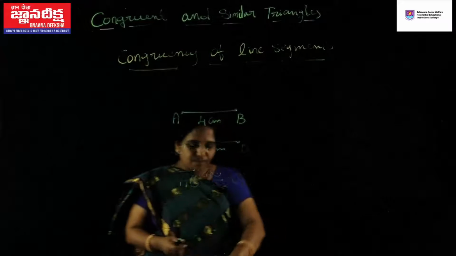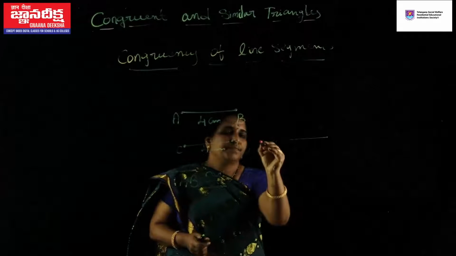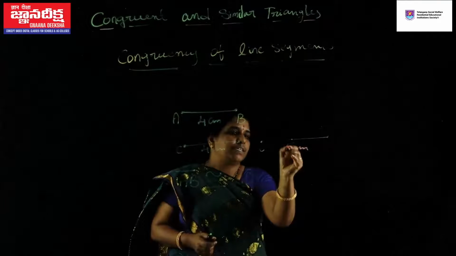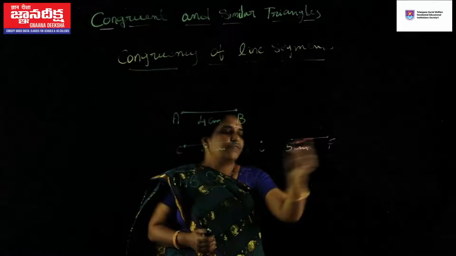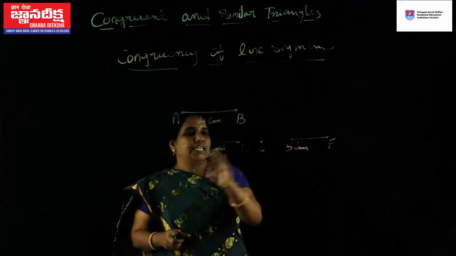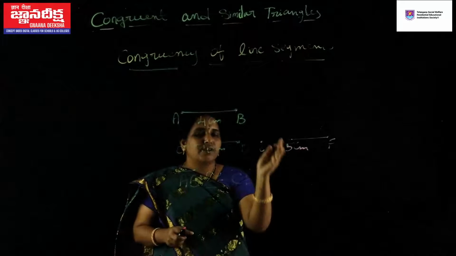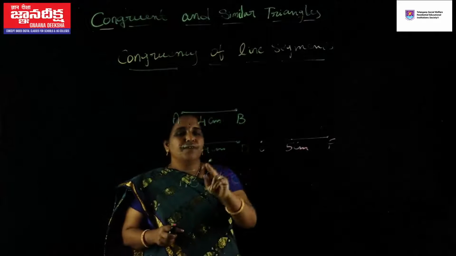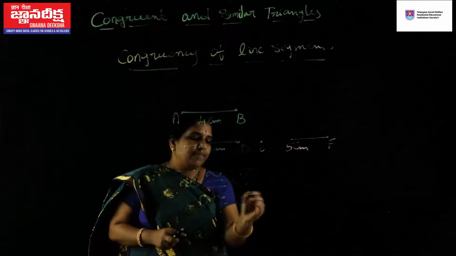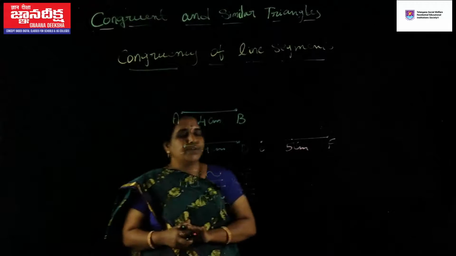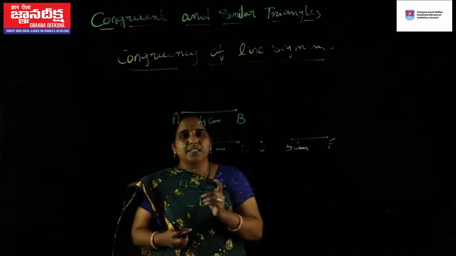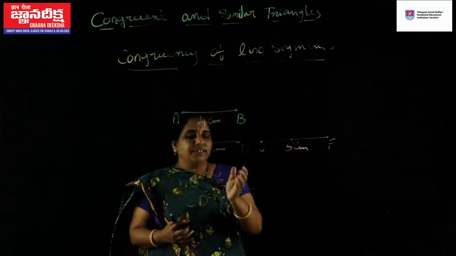Suppose if we have one more line segment, EF, of length 5 centimeters. When you compare these 2 line segments, AB or EF, CD or EF, they are of different lengths. Means they are not congruent. They are of same shape but of different size. So CD is not congruent to EF. So this is how we define the congruency of line segments. 2 line segments are said to be congruent when they are of same length.